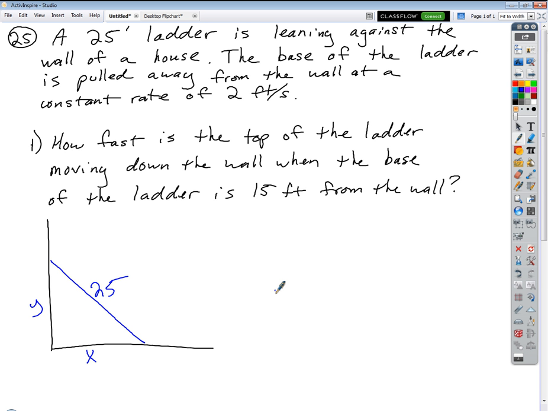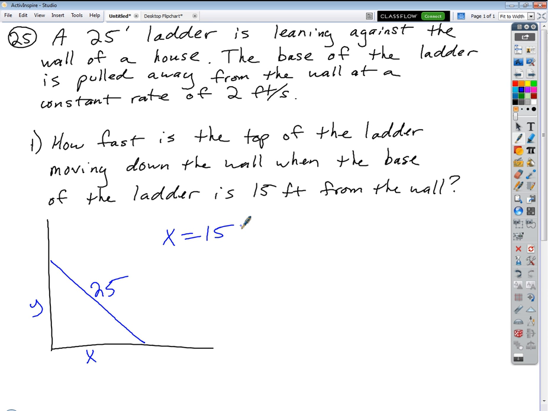Now what's next? Finding what they gave us. Yes, we need our snapshot values. What did they give us? What are we trying to find? In this problem, at this particular frame in the movie, what are the snapshot values of any of the variables or the rates of change of the variables? 15 feet. That's the base, 15 feet from the wall. What am I labeling there? That's X. Good, so X equals 15.